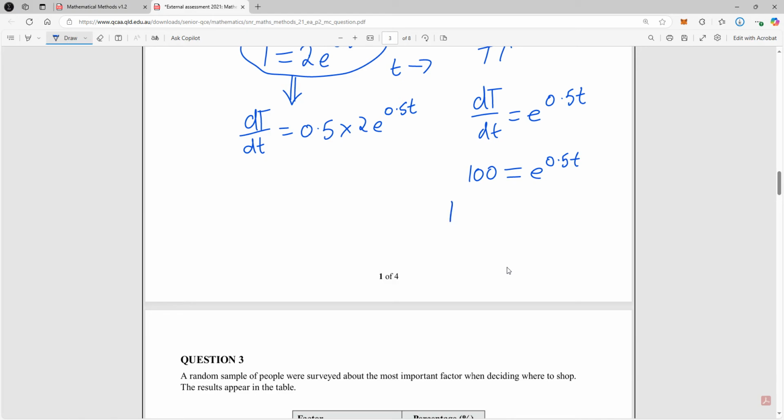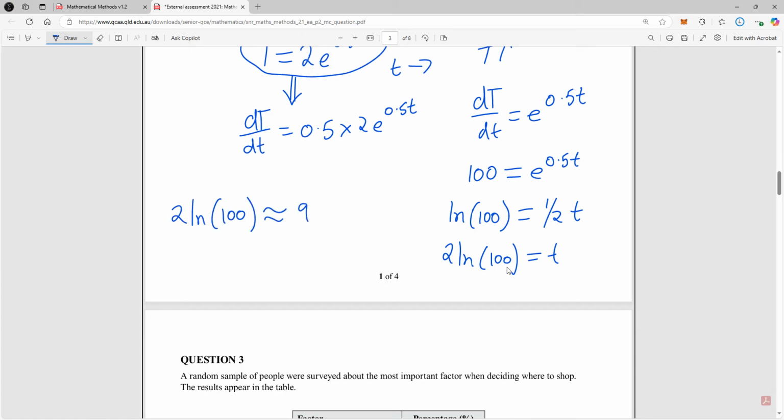So take the natural log of both sides, so natural log of 100. 0.5 is the same as a half, so it's a half t. Times both sides by 2, so you have 2 natural log of 100 equals t. Chuck that into your calculator. 2 natural log of 100, or log base e, is approximately 9.21. So when the time is 9.21, the temperature is 100 degrees.